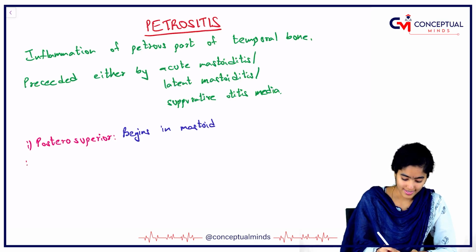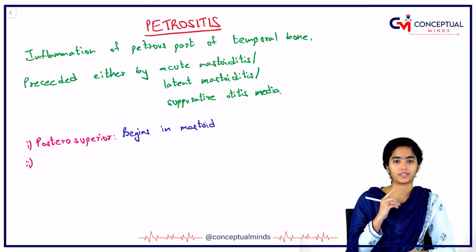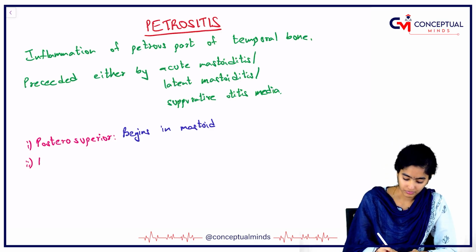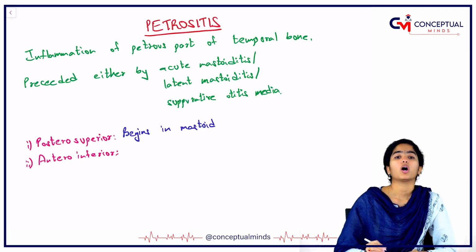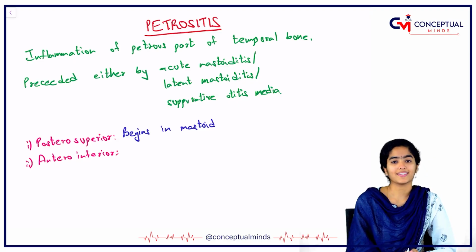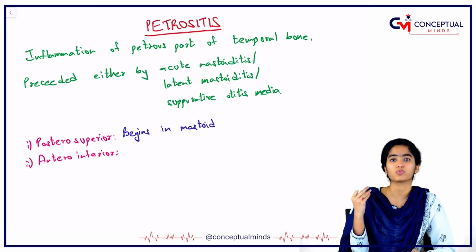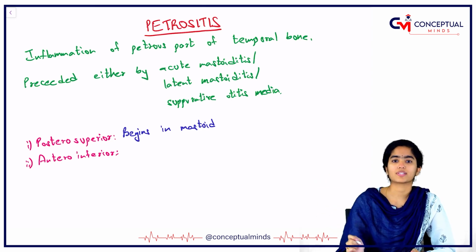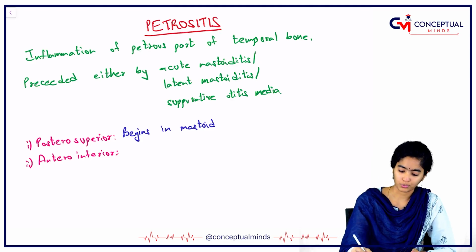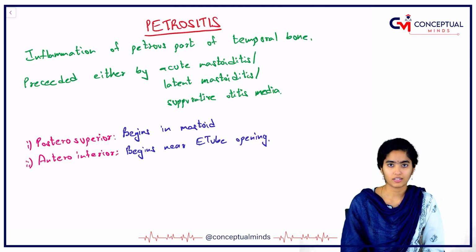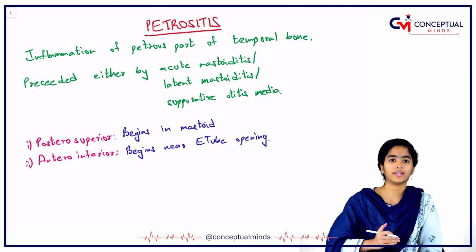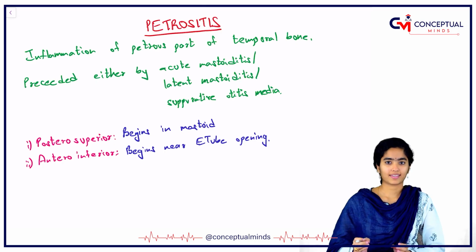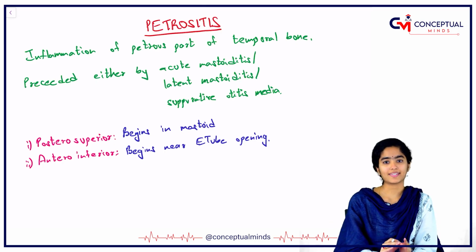And the second route is opposite to posterior-superior, that is antero-inferior. What's happening in the antero-inferior route? This starts in the hypotympanum near the eustachian tube. What is present in the anterior side? It is the eustachian tube. So it begins in the eustachian tube and it runs around the cochlea and reaches the petrous apex. This is the second route. So are the two routes clear to you, how the infection is spreading from the middle ear into the petrous bone? Now it runs along these cell tracts and it reaches the petrous apex.